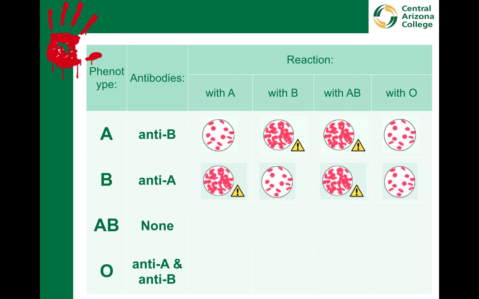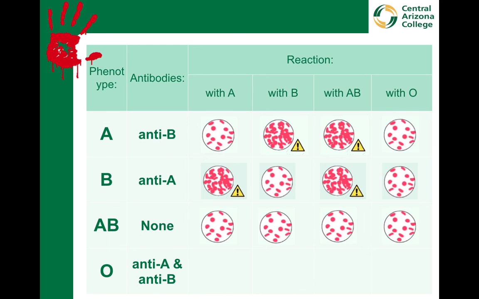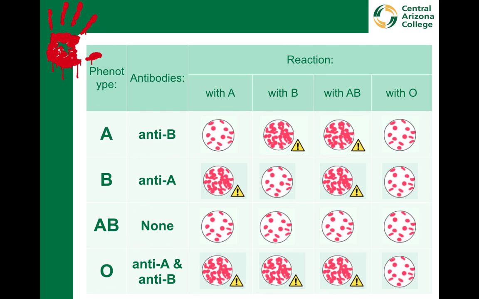Let's look at a recipient AB. For this one, there are no antibodies against A or B because this blood type itself has both. So we can receive blood from all type A, type B, type AB, and of course type O. Finally, let's look at a recipient with blood type O. This individual would have antibodies against both A and B. So giving blood type A or type B or type AB, all of these would be a problem. So this type can only receive blood from another type O.